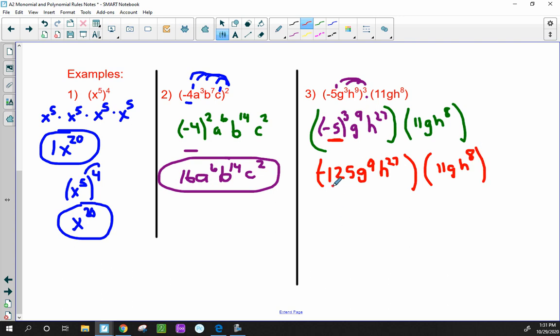Okay, now we're ready to multiply. We are multiplying monomials together, so we're multiplying -125 times 11. And that should give us a negative 1,375.